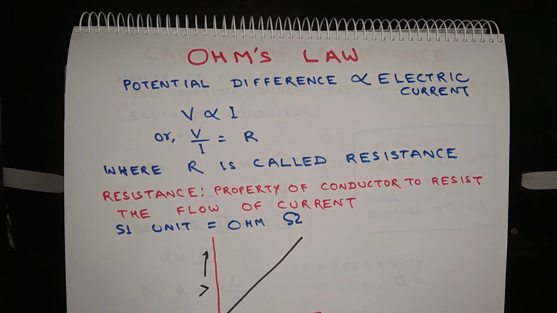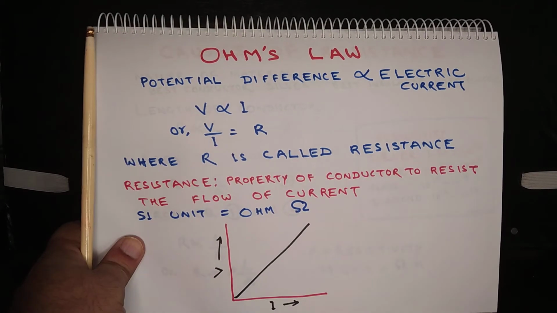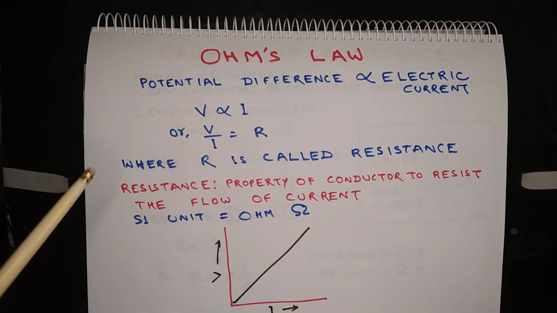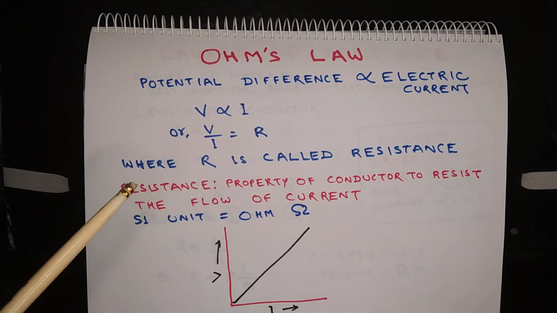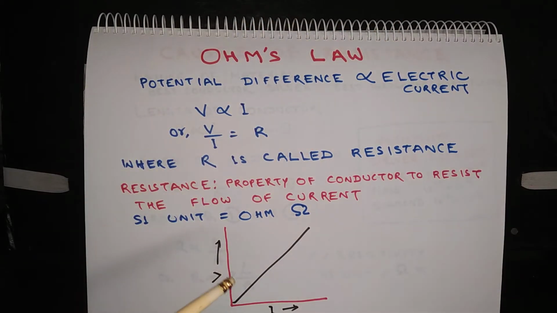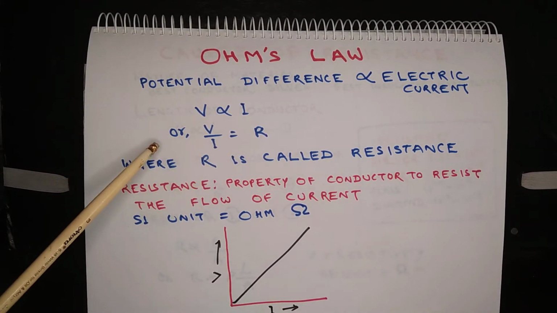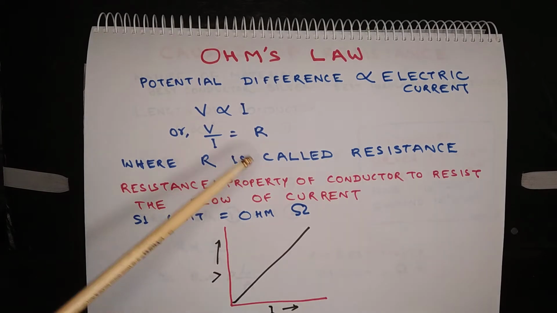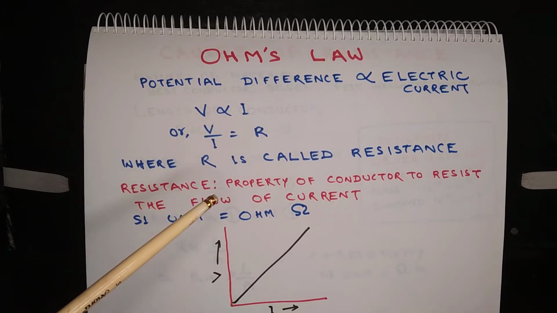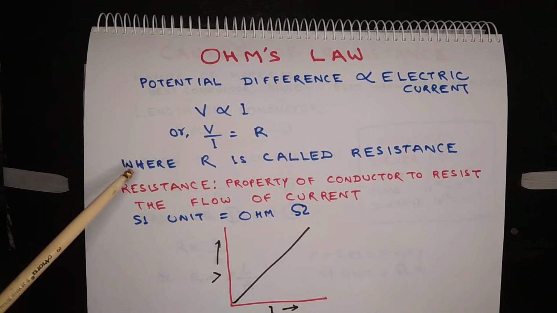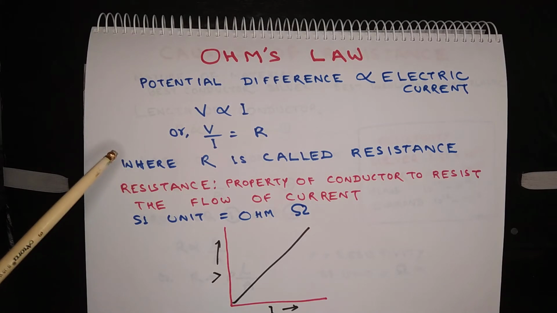Ohm's law. Ohm's law gives the relationship between potential difference and electric current. So this law says that the potential difference varies directly as electric current. So if V is potential difference and I is electric current, then V varies as I, or V upon I is equal to R, where R is called the resistance and it is the constant of proportionality.